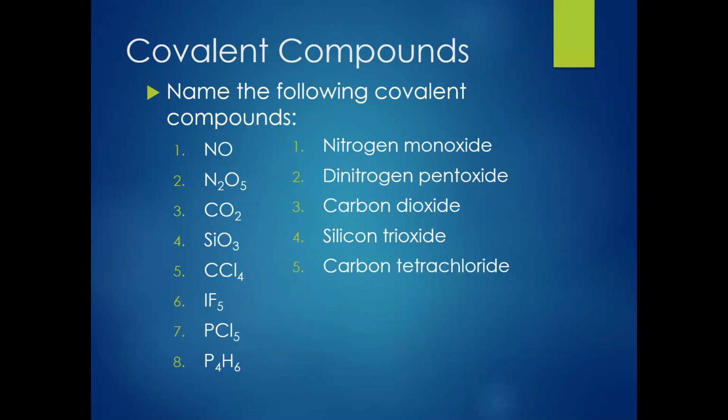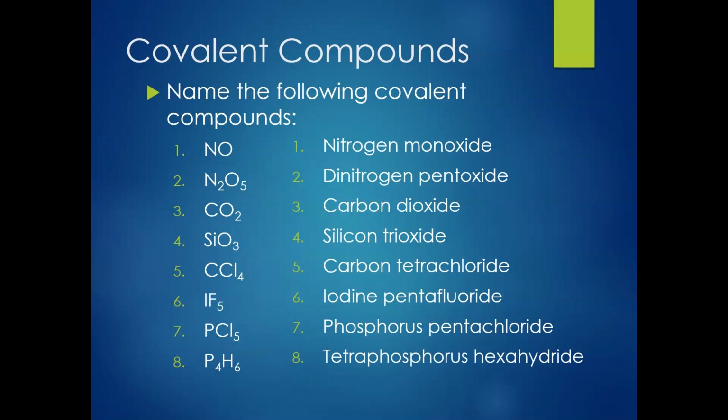5 is carbon tetrachloride, because tetra is the prefix for 4. 6 is iodine pentafluoride. 7 is phosphorus pentachloride. And 8 is tetraphosphorus hexahydride. How did you do? If you got them all right, awesome. If you got some of them wrong, maybe go back and watch the video again to correct those misconceptions early on rather than later.